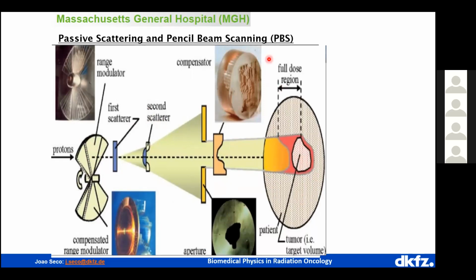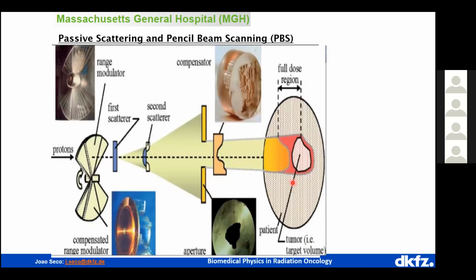So the passive scattering beams allow you to shape the distal part of your tumor. Notice that the distal part of the tumor, which is this part here, is perfectly shaped with the compensator. You lose the ability to shape the proximal part where you have these horns.